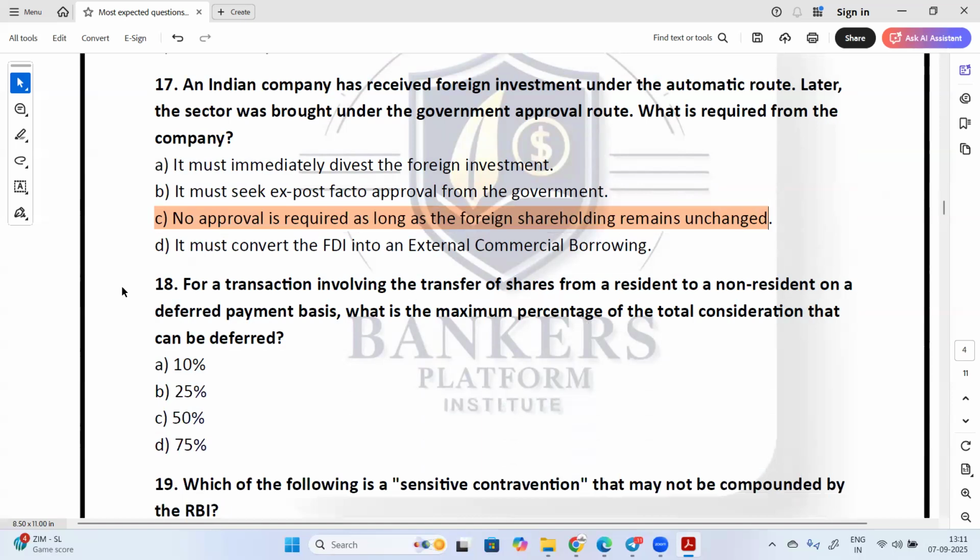Now, next question, question number 18. For a transaction involving the transfer of shares from a resident to a non-resident on a deferred payment basis, what is the maximum percentage of the total consideration that can be deferred? Our options are 10%, 25%, 50%, 75%. And the right answer is B, 25%.